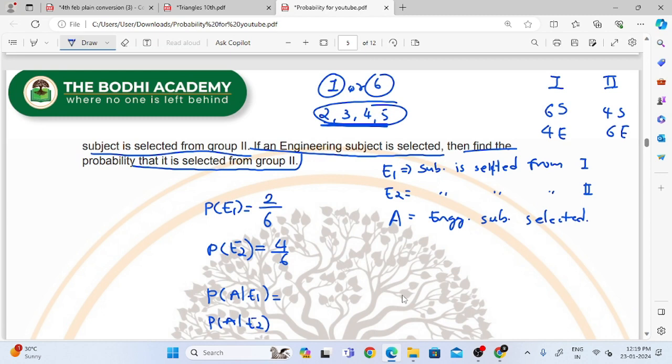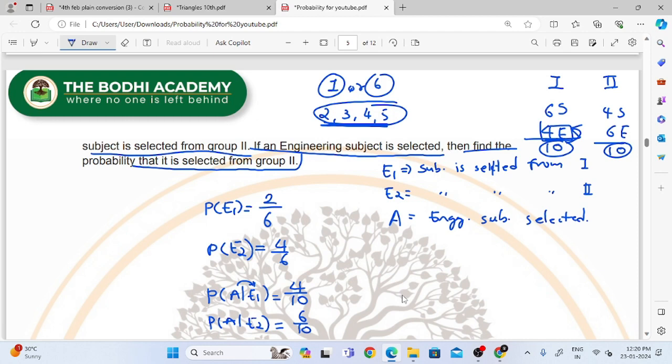So in the first group, how many engineering subjects are there? 4. In total how many subjects are there? 6 plus 4, that is 10. In the second group also 4 plus 6, that is 10. So what is the probability of selecting an engineering subject from the first group? Out of 10 we are selecting engineering, that is 4. The answer is 4 by 10. In the second group, 6 engineering subjects out of 10. So the probability of A by E2 is 6 upon 10. Okay.